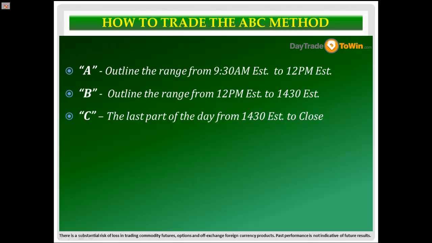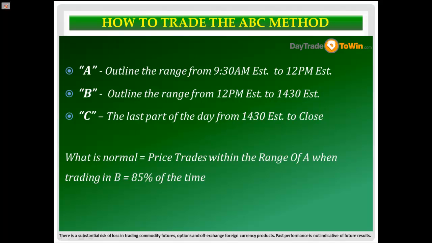Think about the middle part of the day, the B part of the day, as the next 2.5 hours, starting at 12 o'clock to 14:30. And then think of the C part of the day, the last part of the day, as 14:30, or the end of B, to the closing of the market of that session. So we're outlining the day into three parts, A, B, and C.